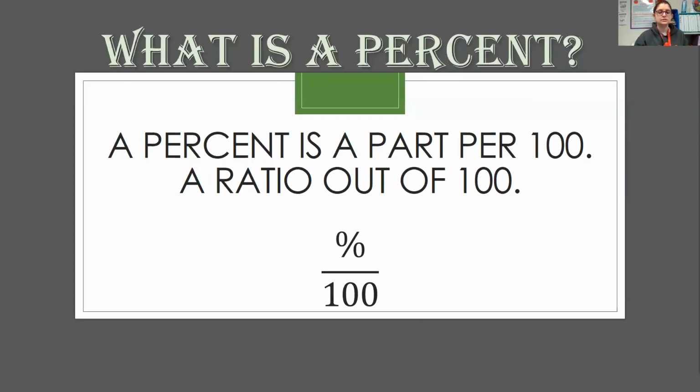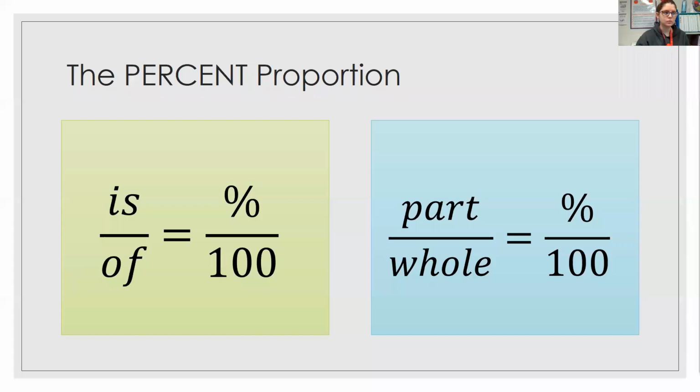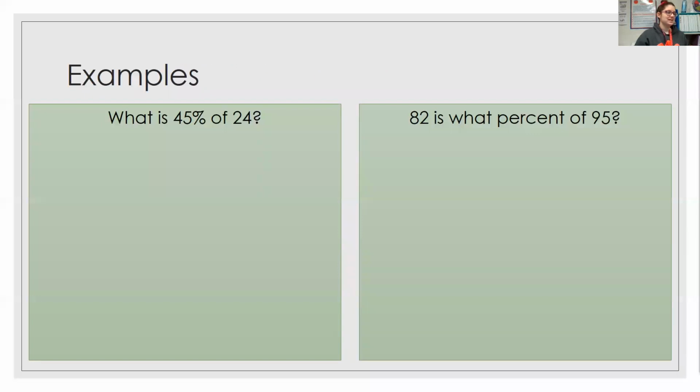A percent is a part per 100, a ratio out of 100, and we're going to write all of our percentages as the percent over 100. So there's two different types of percent proportion that we use. We can think of it as is over of equals percent over 100, or part over whole. We'll see how both of these work with real life examples, which we're going to jump right in and begin working on. So what is 45% of 24?